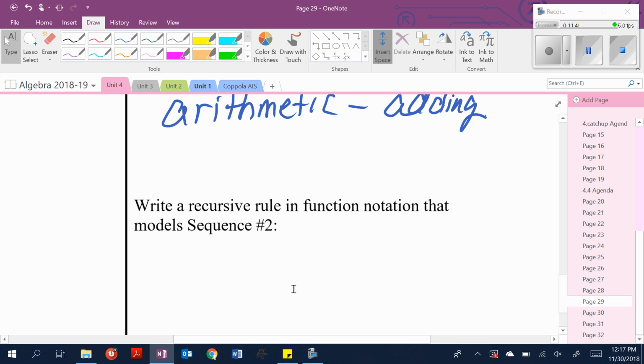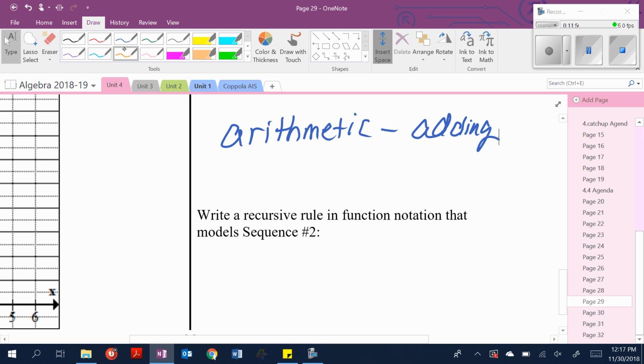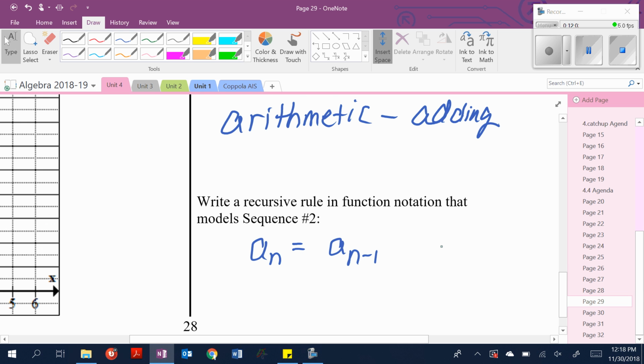And then write a recursive rule in function notation. All right, so let's use that a sub n notation again. So a sub n is going to equal my before, so a sub n minus 1, and then what were we doing? Yep, we were adding 4. You got it. And then we're done. No, we're not. You are right. We have to say our starting point. What is our first term? Oh, this one was also 4.